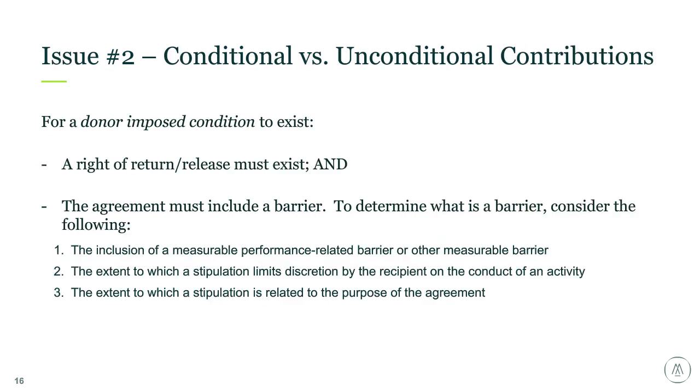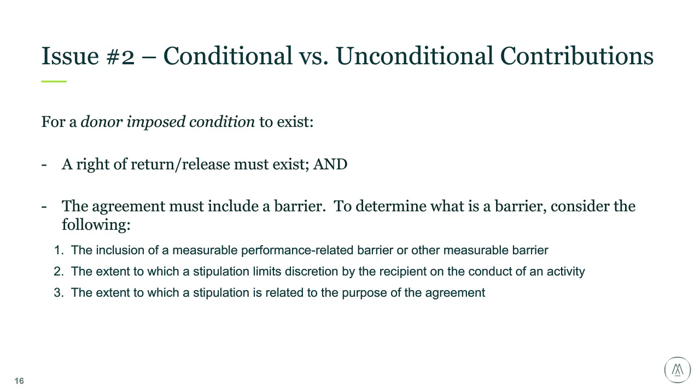Thanks, Danielle. As noted in the flowchart, the second thing to consider is whether the contribution is conditional or unconditional. For a donor-imposed condition to exist, a right of return or release must exist, and the agreement must include a barrier. The right of return or release should be fairly explicit within the agreement. However, to determine if there's a barrier, there are a few things that need to be considered.